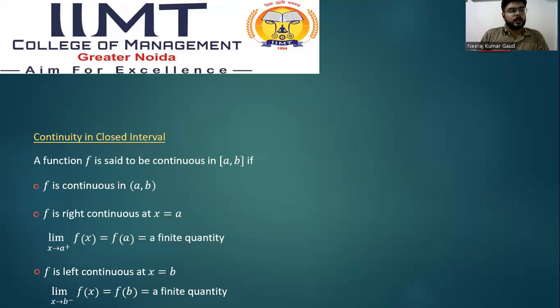Continuity in a closed interval. A function f is said to be continuous in closed interval [a, b] if f is continuous in open interval (a, b), f is right continuous at x equal to a, that is limit x tends to a plus f(x) equal to f(a) equal to finite quantity, and f is left continuous at x equal to b, that is limit x tends to b minus f(x) equal to f(b) equal to finite.